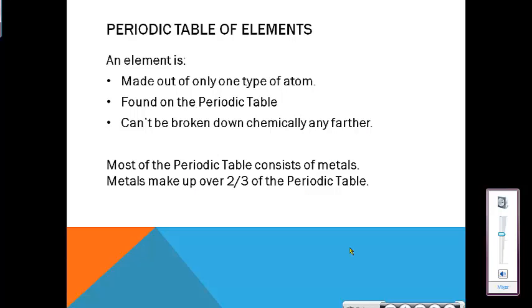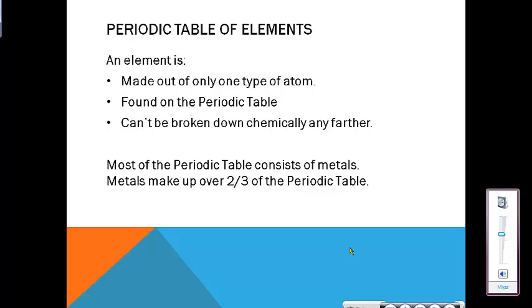But metals and non-metals, to be a metal or not to be a metal, that is the question. Okay, so we all know about the periodic table of elements. The periodic table of elements has all the elements that we know of on it, about 118 so far. Remember, an element is made out of only one type of atom. All the elements that we know of are found on the periodic table, and they can't be broken down chemically any farther than they already are.